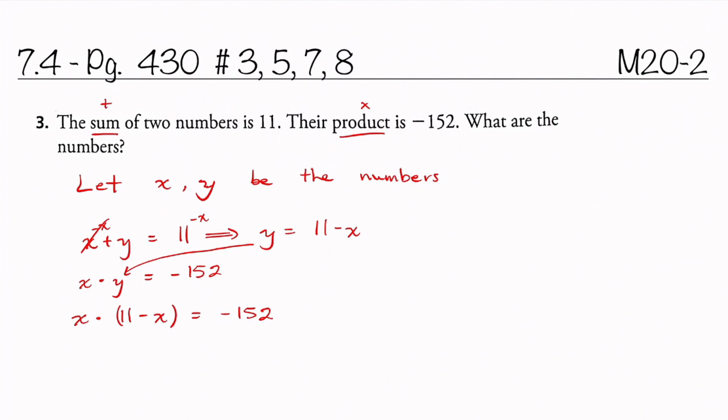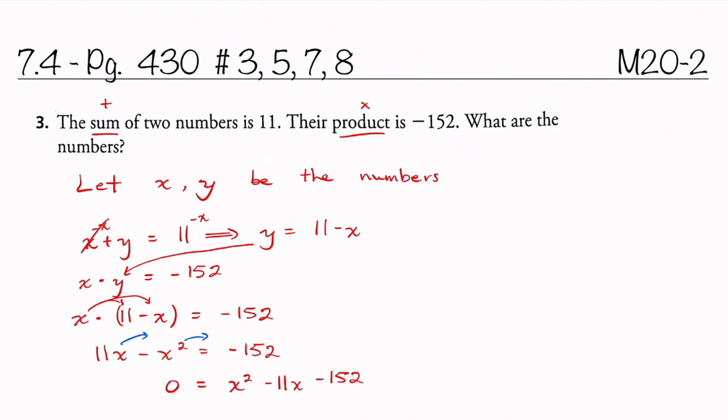Okay, and then I can start to distribute this into my brackets. So that's going to give me 11x minus x squared equals negative 152. And then I'm going to move everything onto the same side. So we'll move this over here and that over to the other side as well. When they move, the signs are going to change. So I'm going to have 0 over here. X squared moves over, it's now positive x squared. 11x moves over, it's now negative 11x. And then we've got minus 152.